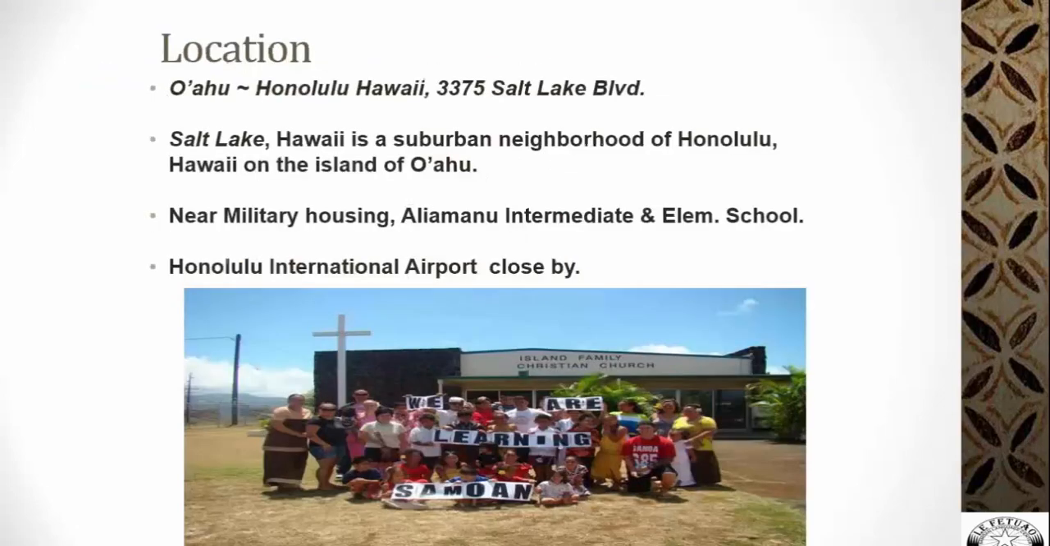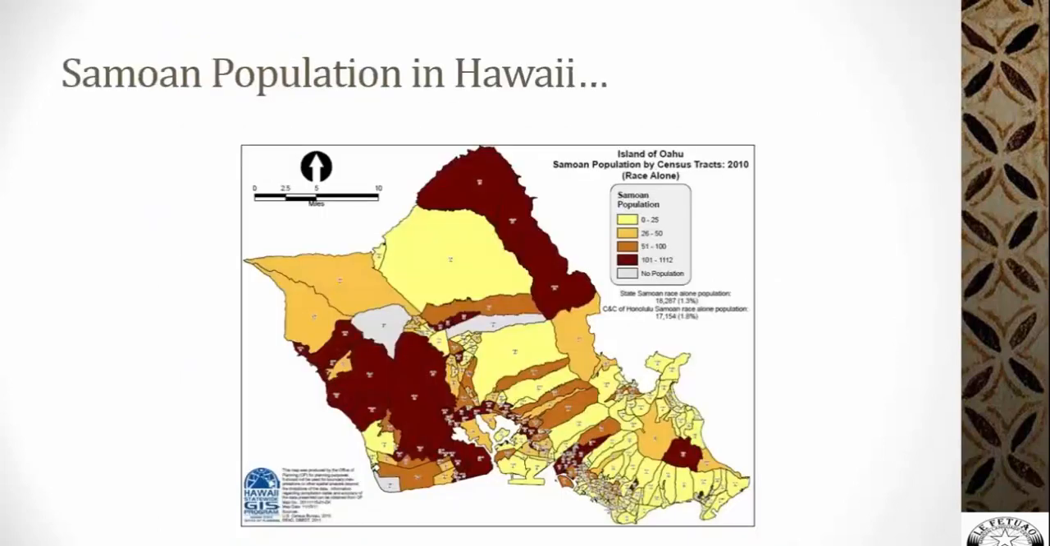Our location is very central to the urban core of Honolulu, the population of which is about 800,000 people. It's centrally located to all of the Samoan population centers, which I will show you in the next slide in just a second. It has convenient freeway access to people. It's a secular program, but it started in the Methodist Church, and we quickly realized that there were so many people interested that we became a program that was open to anyone. We do use a large church community center, Island Family Christian Church, which was made available to us through a partnership.